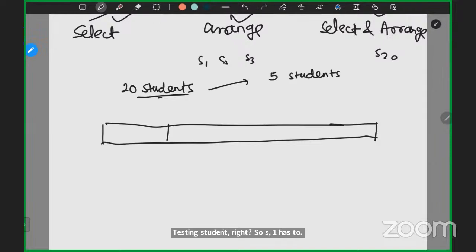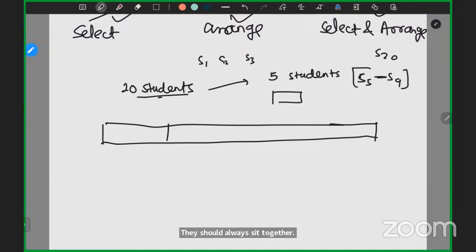Let's say I say that 5 students, maybe S5 to S9, are sitting together. They should always sit together. So that is like a block.